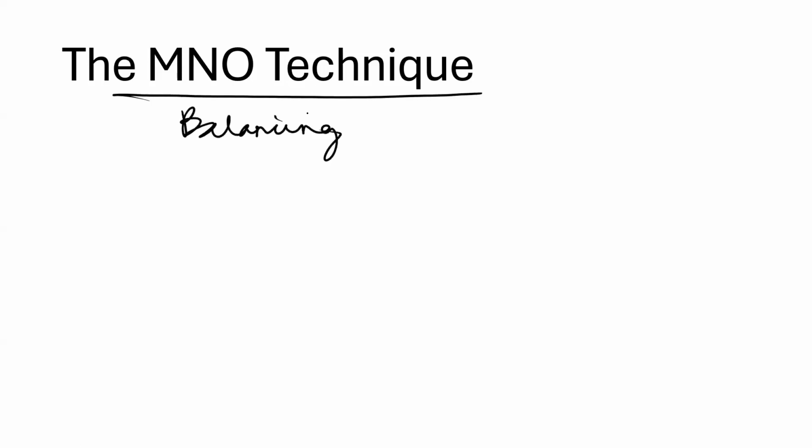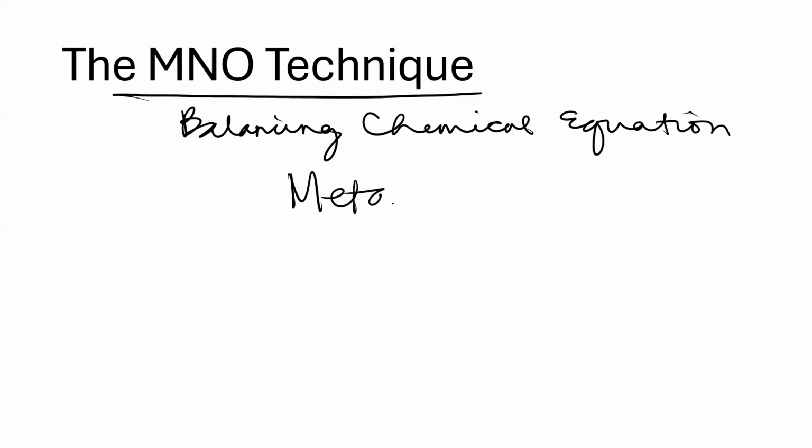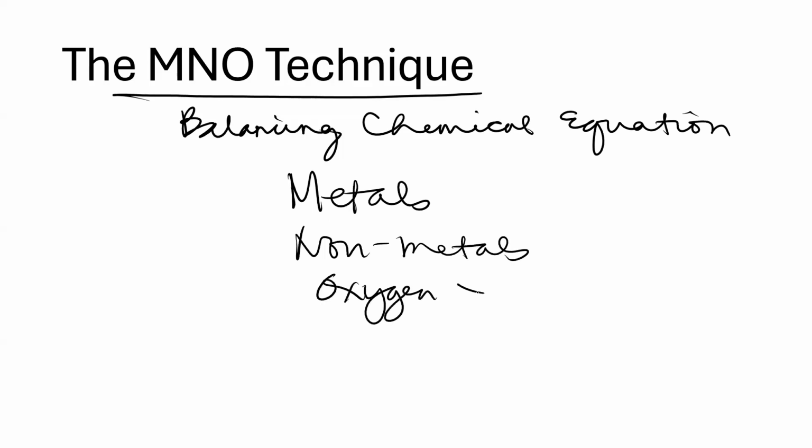So again, let's recall the MNO technique that is used for balancing chemical equations. The MNO technique stands for metals, non-metals, and oxygen and hydrogen. This means that when balancing chemical equations, we balance metals first, then non-metals, and oxygen and hydrogen last.